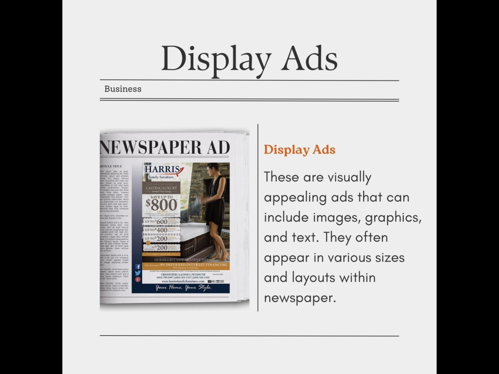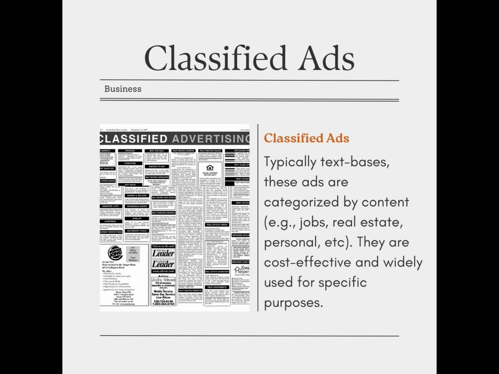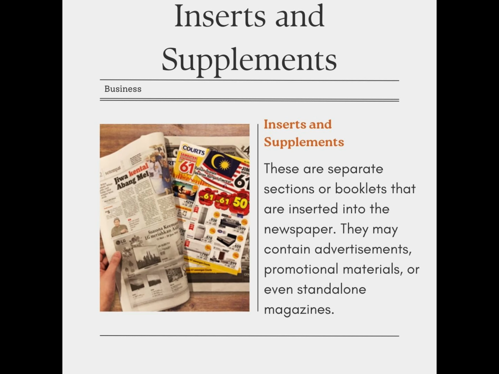Now let's take a look at some types of newspaper ads, starting with display ads. These are visually appealing ads that can include images, graphics, and text. They often appear in various sizes and layouts within newspapers. Next, classified ads. Typically text-based, these ads are categorized by content. Examples can include jobs, real estate, or personal information.